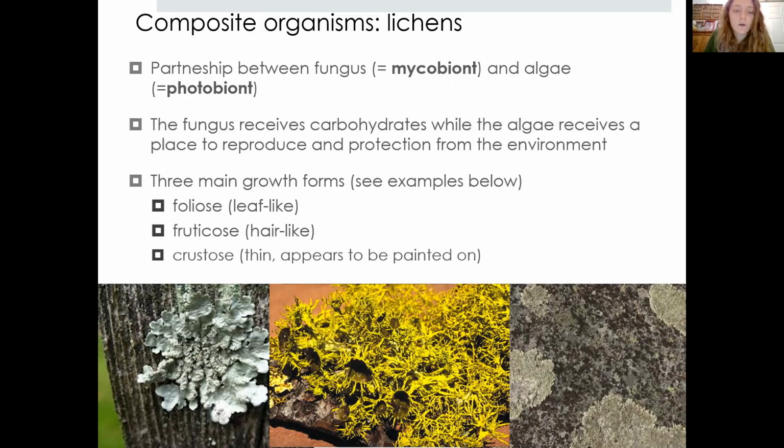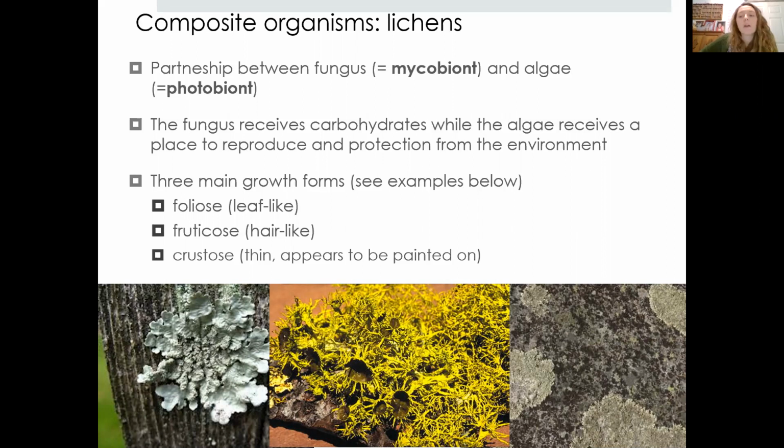Lichens are a composite organism between a fungus, which is the mycobiont, myco meaning mushroom, and algae, which go through photosynthesis, and they're plants, so the photobiont. So in this partnership, the fungus receives carbohydrates while the algae receives a place to live and reproduce and protection from the environment. Lichens are sometimes described as fungi who have discovered farming. So they're like farming the algae within them and getting the sugars from them.